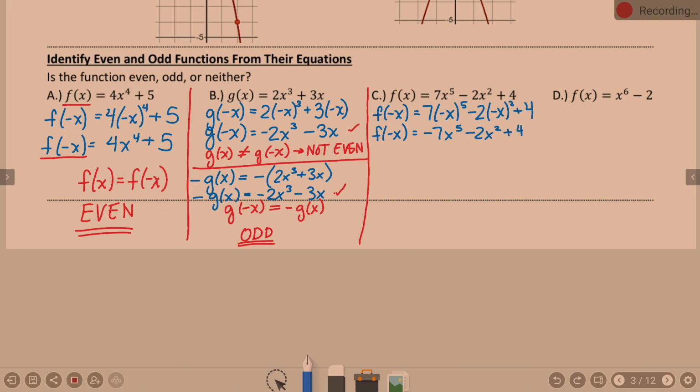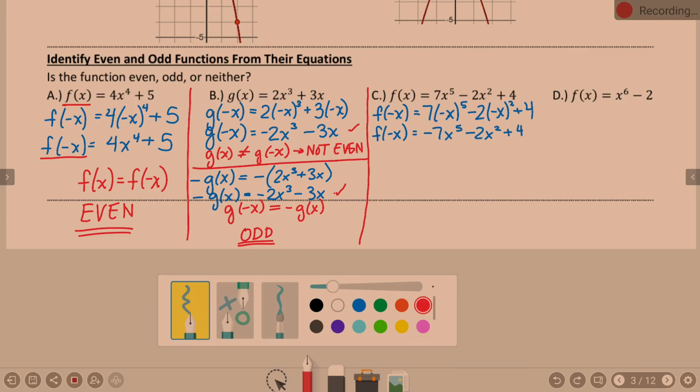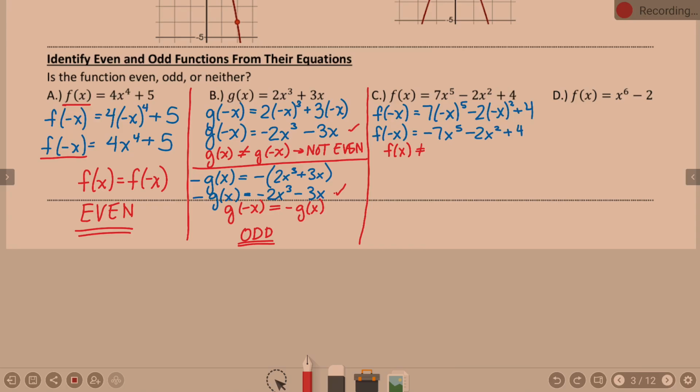Is it even? Slight difference here, yes? It's just one sign difference, but one sign difference is all it takes. We got positive 7 versus a negative 7. So what my brain is telling me right now is that f of x does not equal f of negative x, and so this is not even.